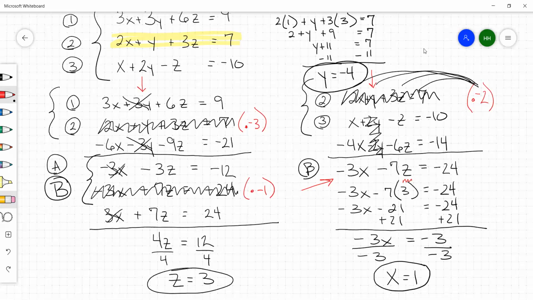So our solution to this system: our x is 1. Where's our y? We just did, our y is negative 4. And our z is equal to 3.